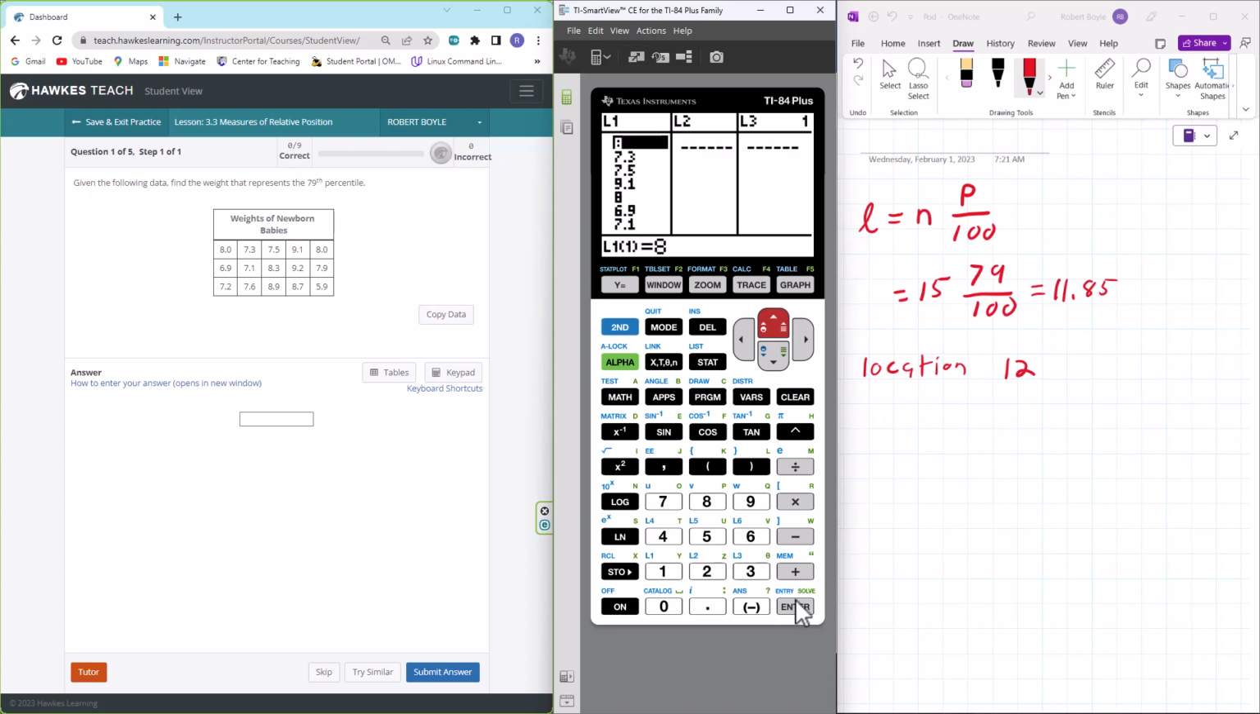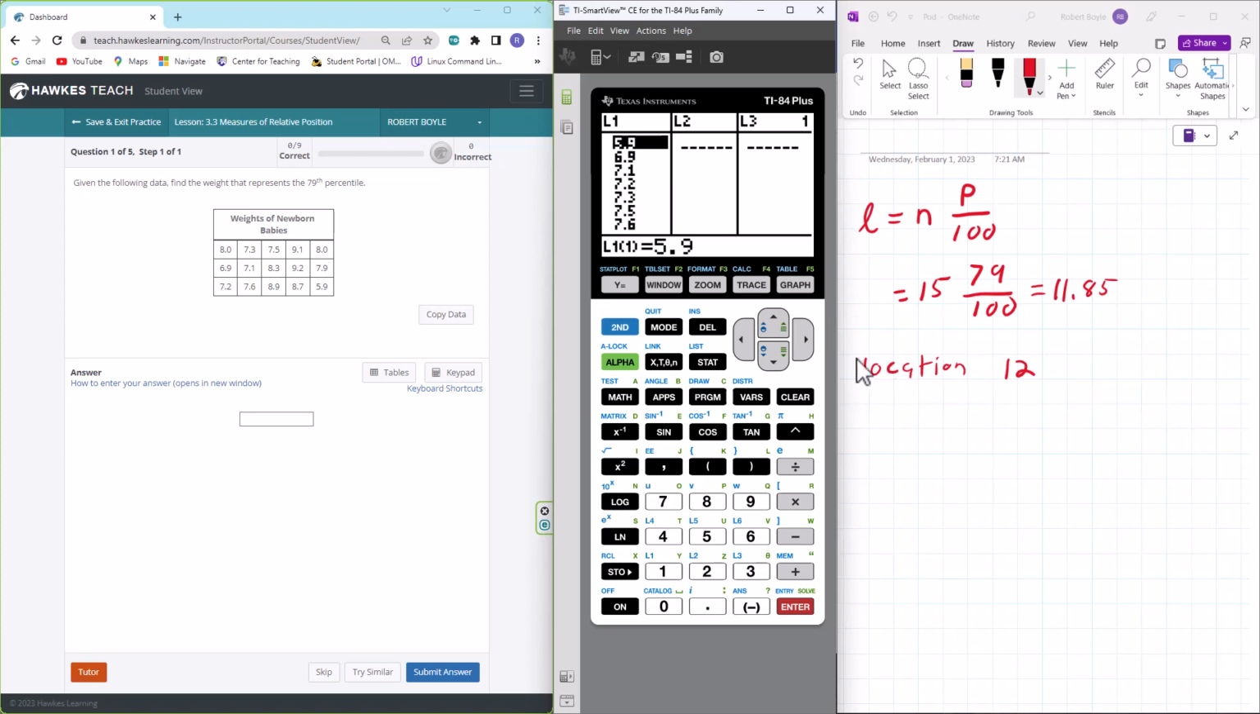Next, we need to sort the data. To do that, we can go to Stat, Sort Ascending, that's what we want. We need to select L1. To do that, we need to click on List, that will be 2nd, Stat to get to List. We can either hit Enter or 1 for L1, close the parenthesis, and hit Enter. When it says it's done, that means the data in L1 is now sorted. We can see that by going to Stat and looking at L1. And notice it is indeed sorted.